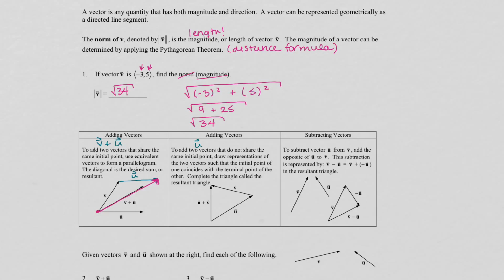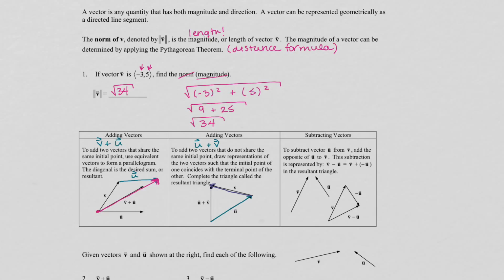That's the way this problem is going. So u would stay where it was. We would not move u. And then we would redraw v so that its starting point is at the end of u. So initial v is at the terminal side of u. So the starting point of v is at the end of u.